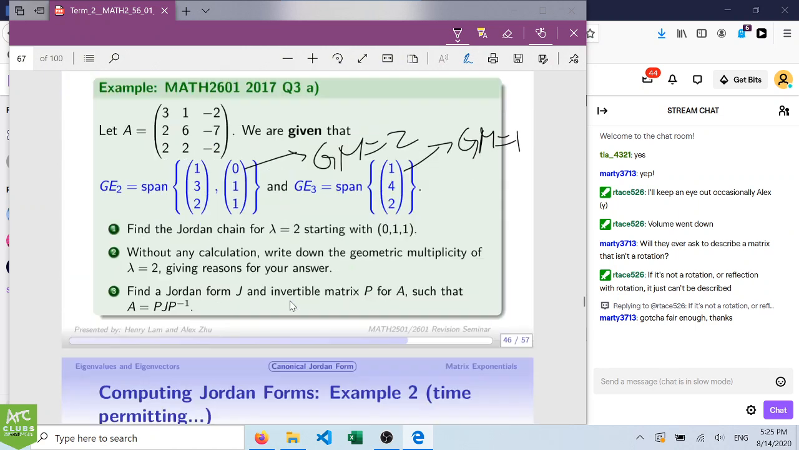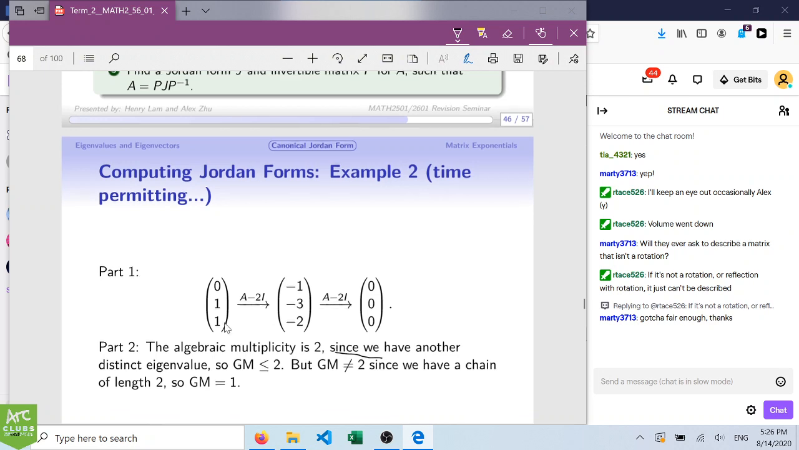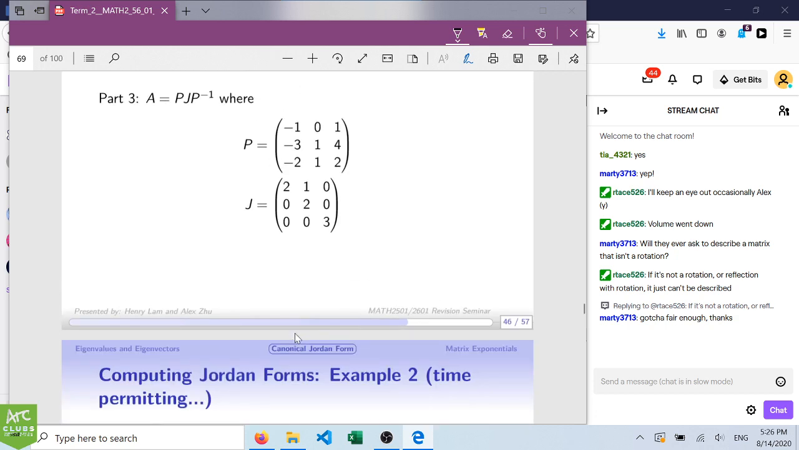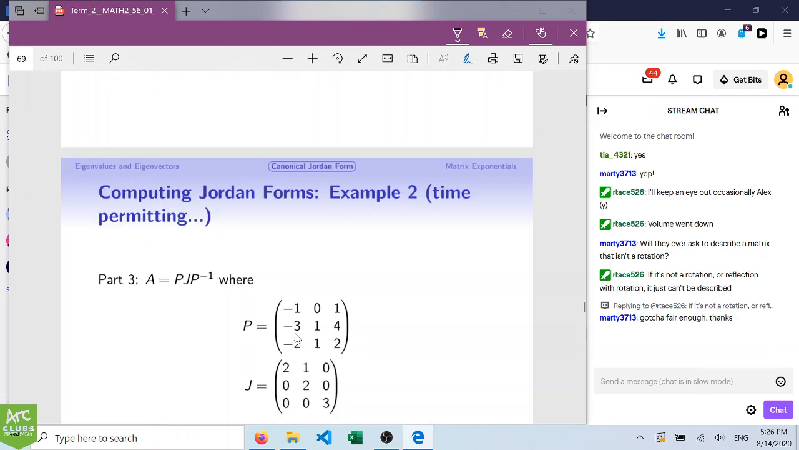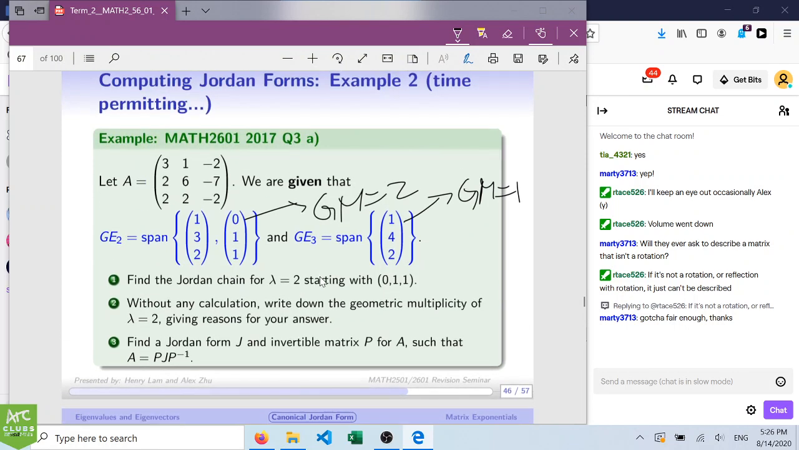So over here, the algebraic multiplicity is 2. But since we have another distinct eigenvalue, the geometric multiplicity is less than or equal to 2. But the geometric multiplicity is not 2 since we have a chain of length 2, so GM is 1. Okay, actually, sorry, this bit should be 1.